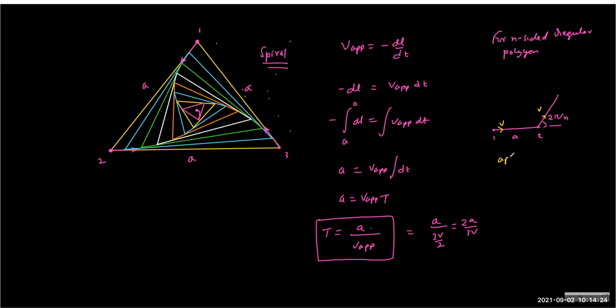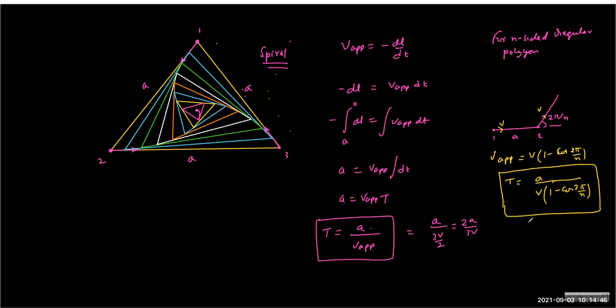So what is the V approach here? It's V(1 minus cos 2 pi by n), because one is going away, right? And so T will be A by V(1 minus cos 2 pi by n). By putting in different values of n, we get all the answers which we have derived so far. Understood? So by putting in the n value, you will get all other values of time.